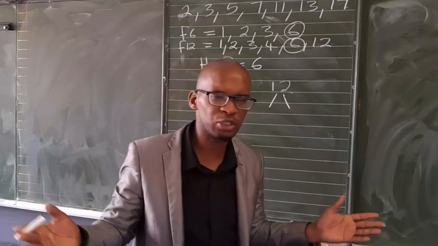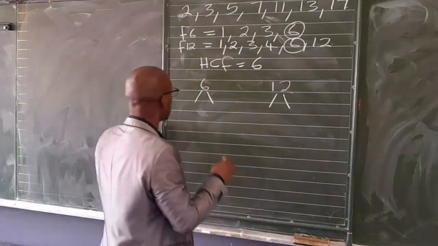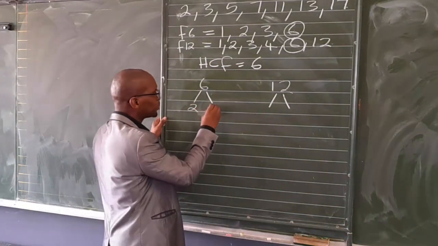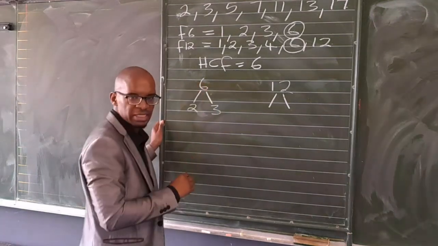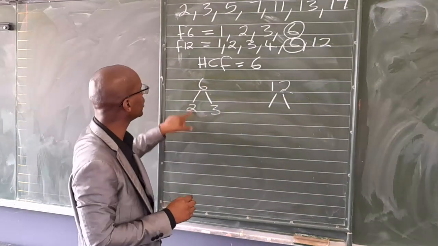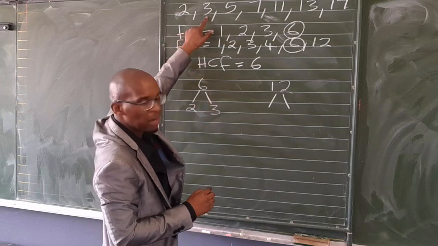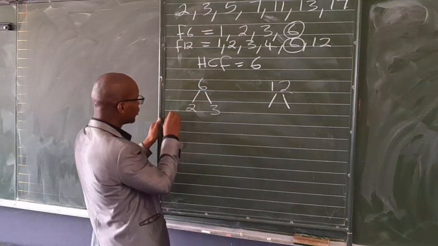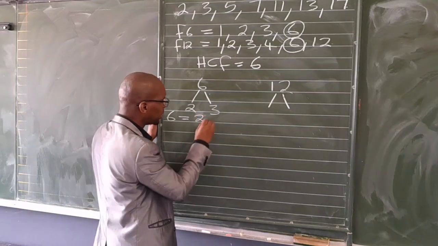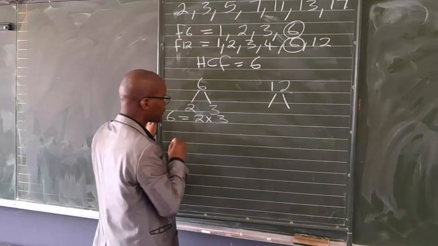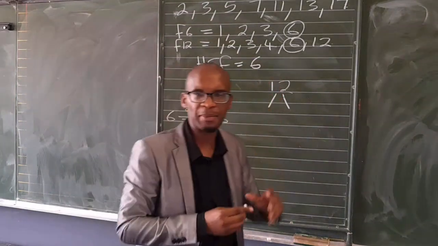So it can be any two numbers, but in this particular case, the number 2 multiplied by the number 3, 2 times 3 is equal to 6. Now we can see that 2 is a prime number, 3 is a prime number. So that means if you were to write 6 as a product of its prime factors, it would be 2 multiplied by 3.